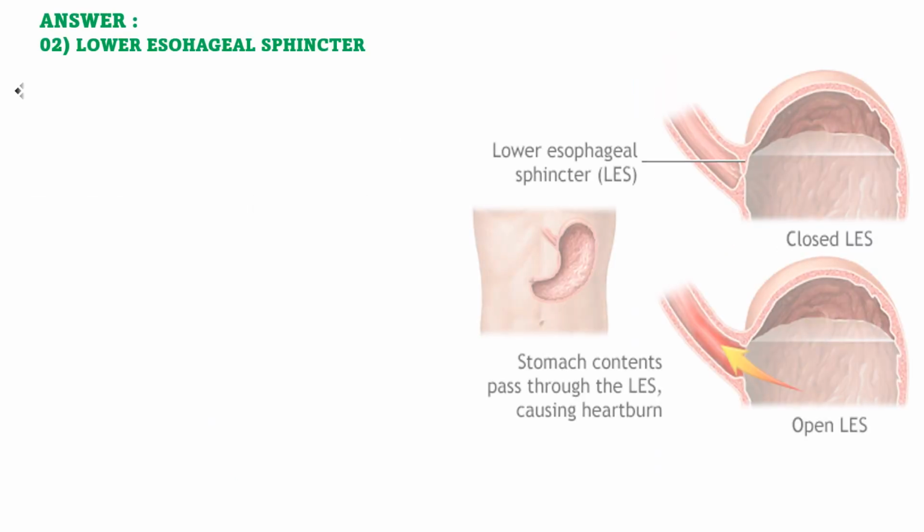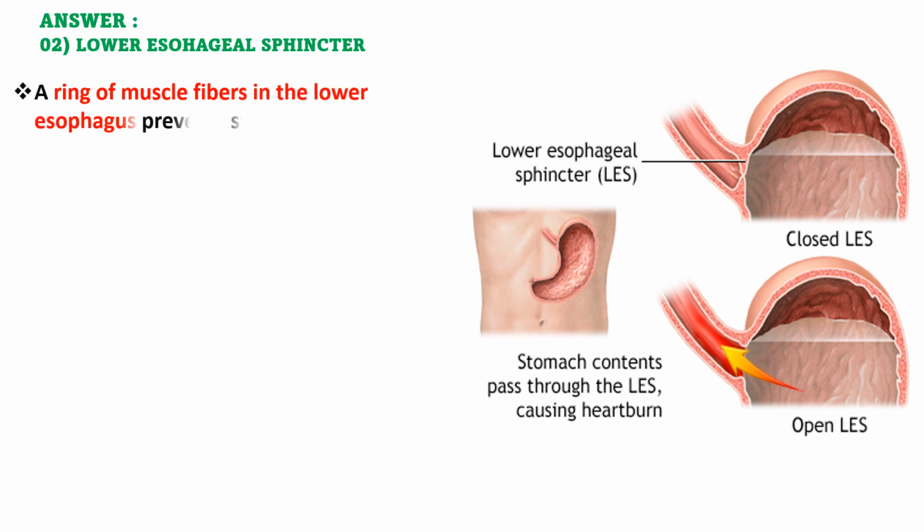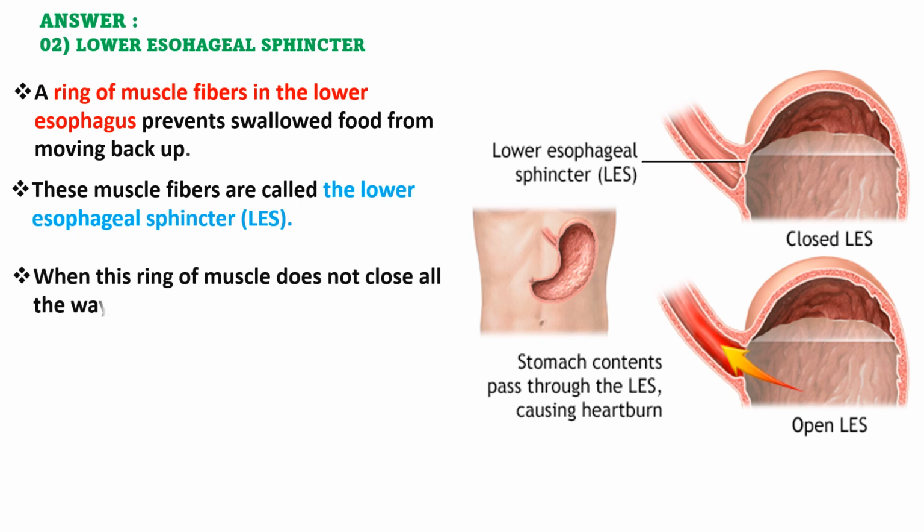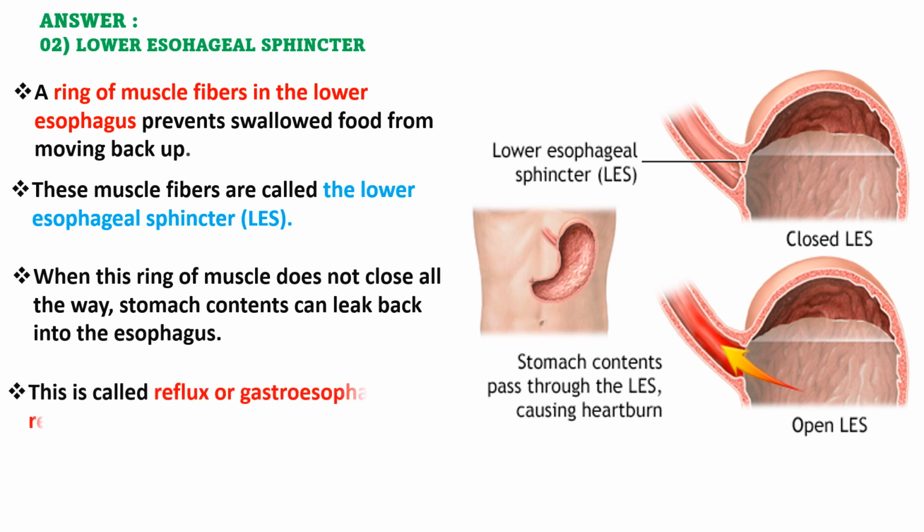At the lower esophagus we have a ring of muscle fibers which prevents the swallowed food from moving back up. And this muscle is known as the lower esophageal sphincter. When this ring of muscle does not close, stomach contents can leak back into the esophagus. And this condition of leaking back into the esophagus is known as reflux, or gastroesophageal reflux.